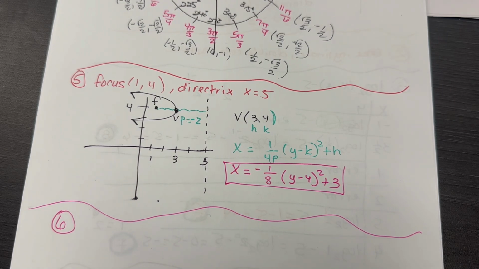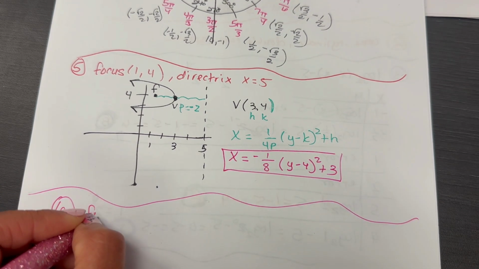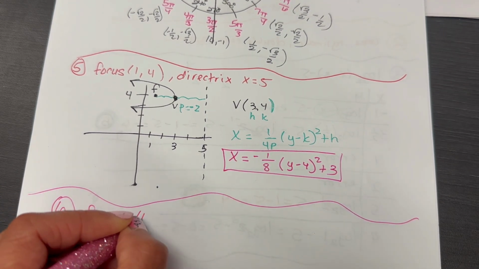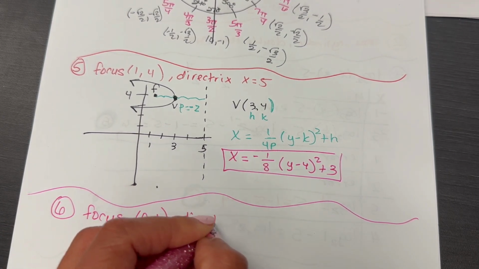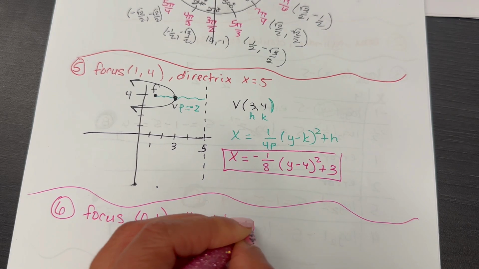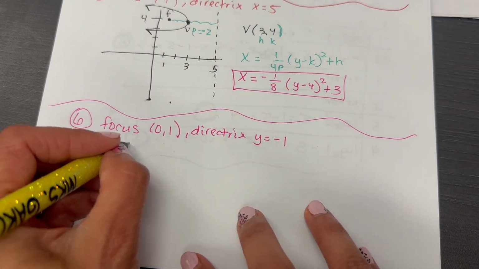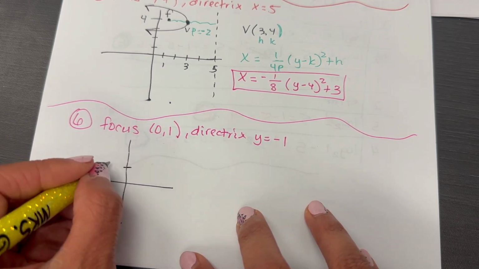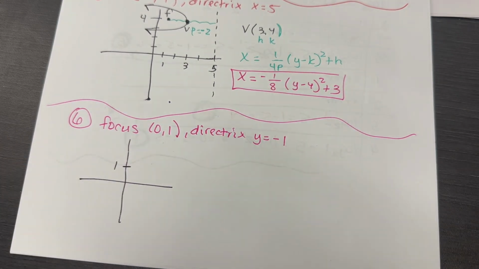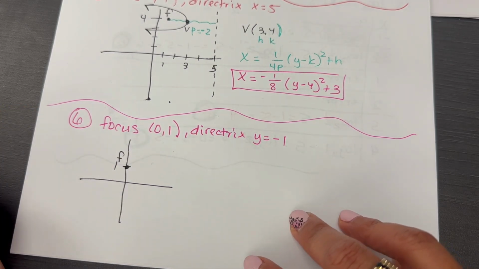Number 6 is find the equation of a parabola. So it's another parabola question with a focus of (0, 1) and a directrix at y equals -1. Okay, so we got to draw another picture. The focus is at (0, 1), so my focus is right here this time. Remember, that's a focus, not a vertex.